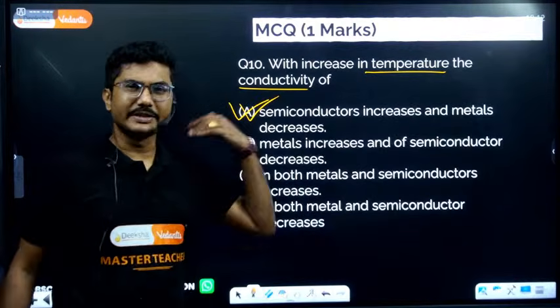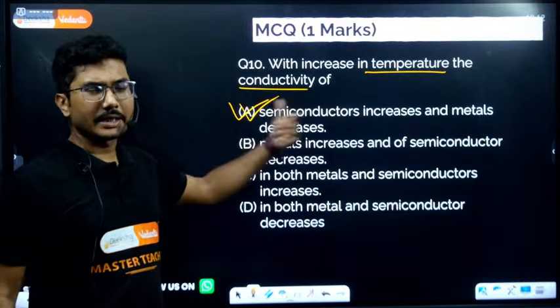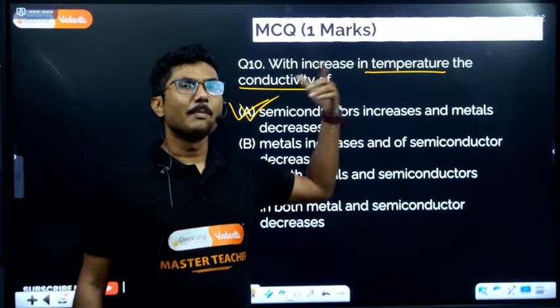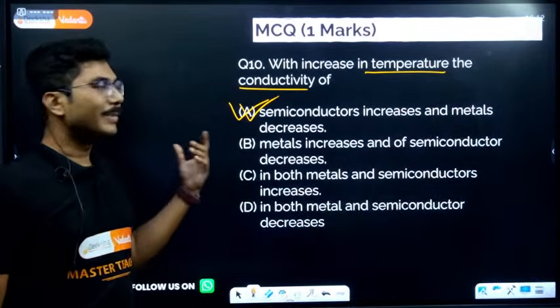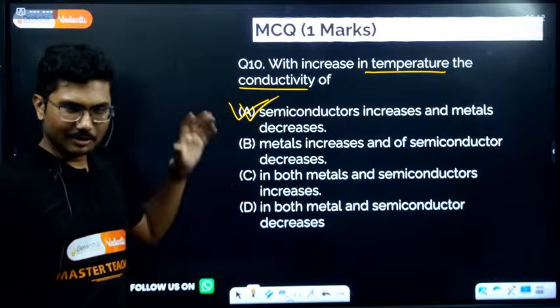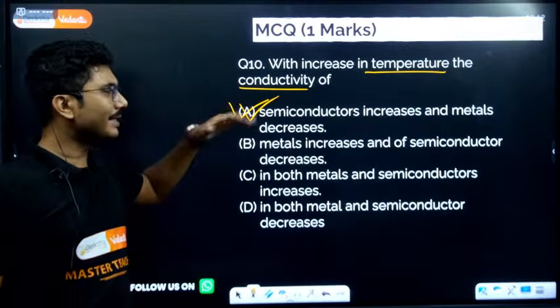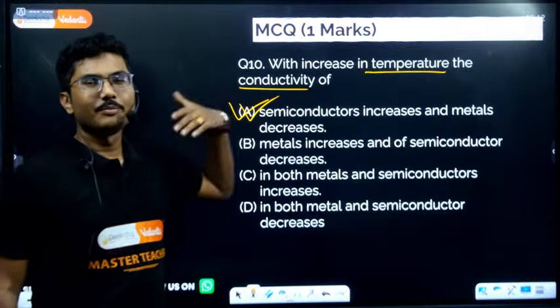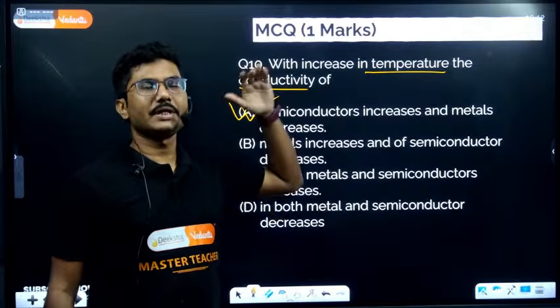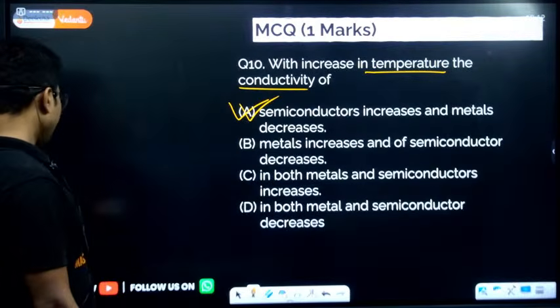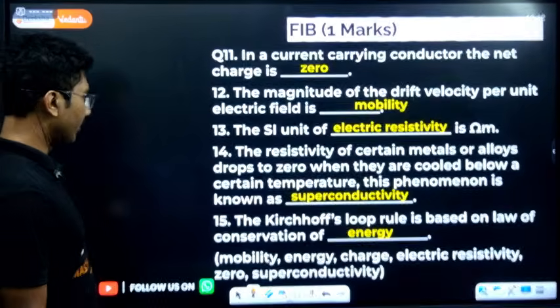As you are increasing the temperature, the semiconductor's conductivity increases, which means it is becoming a better conductor, whereas metals are becoming bad conductors. Not exactly bad conductors, but relative to their previous normal room temperature conductivity, it decreases. Now next is fill in the blanks.